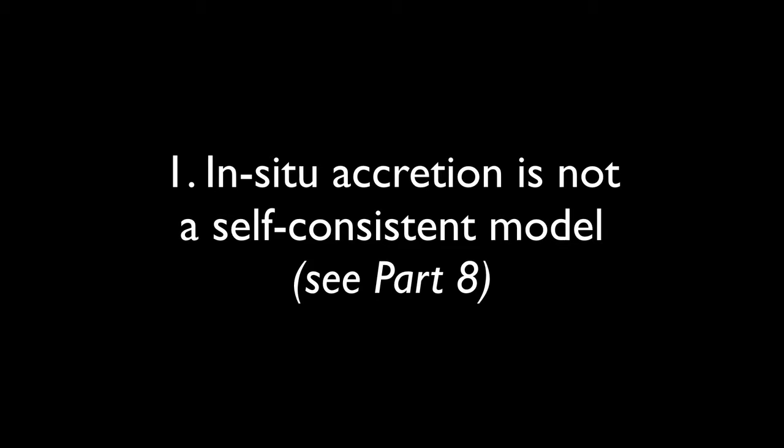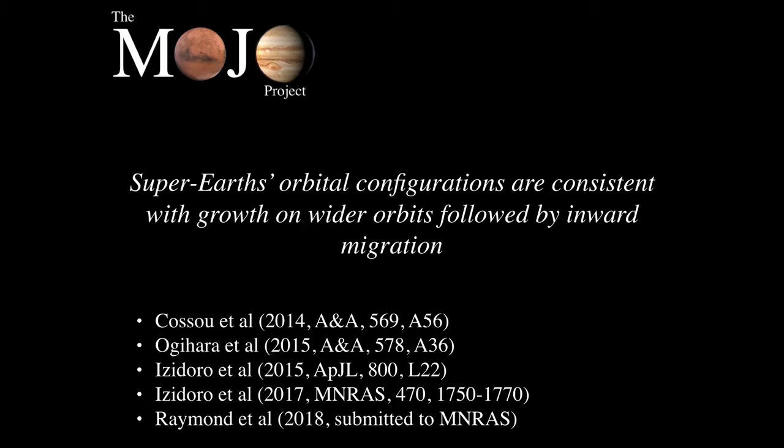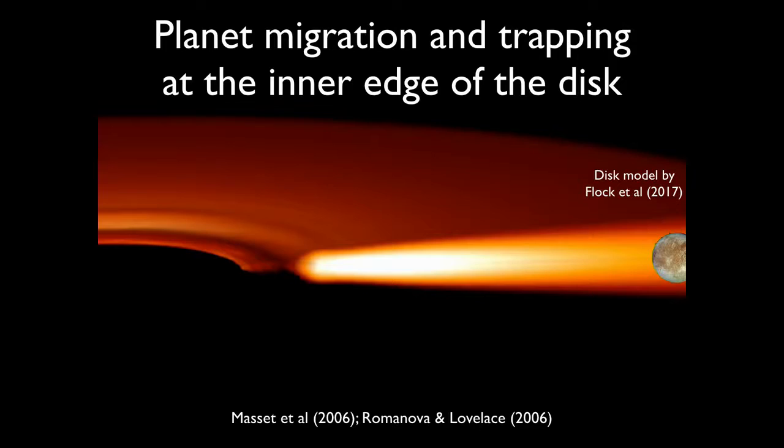The first model you might think of is that maybe those super-Earths just form where they are. That's called in situ accretion, and it is a model that does not work. And there's a whole other video of the MOJO project dedicated to explaining why that is, so I'm going to leave that there for now. The MOJO project's contribution here has been to show that the super-Earths' orbital configurations are consistent with those planets having formed farther from their stars and migrated inward. And I'll explain that in more detail.